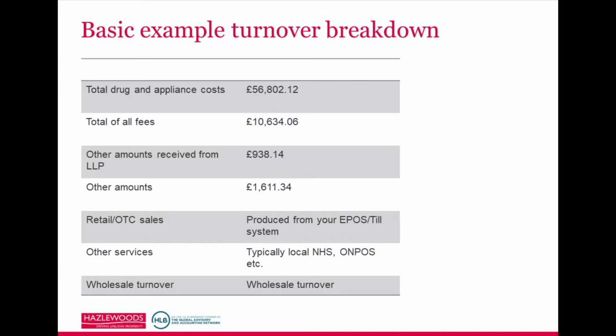On our next slide, we have set out a basic example of the turnover breakdown that you should be looking to perform in order to compare your gross profit margin. As you can see from the example, we have broken down the NHS income between drug and appliance costs, fee income, other amounts authorised from the LLP, and other amounts received. We've also separated the retail and OTC sales, other services, and wholesale turnover.